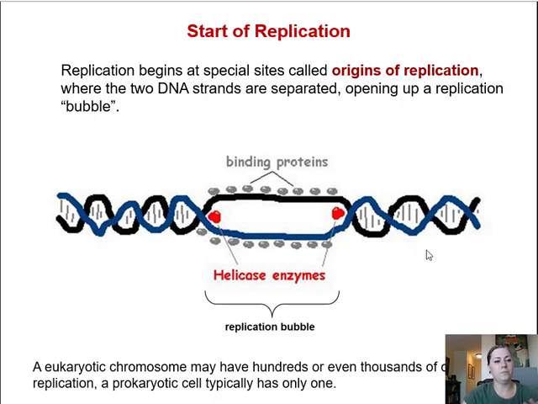So in eukaryotic cells, the chromosomes may have hundreds or even thousands of origins of replications. So that means that they'll have hundreds or even thousands of replication bubbles. Whereas a prokaryotic cell typically only has one. And for most of this chapter, we're just going to cover how prokaryotic cell DNA is replicated. And then we'll get into a little bit of how eukaryotic cells replicate. But the following few slides is just specifically how prokaryotic cells replicate.